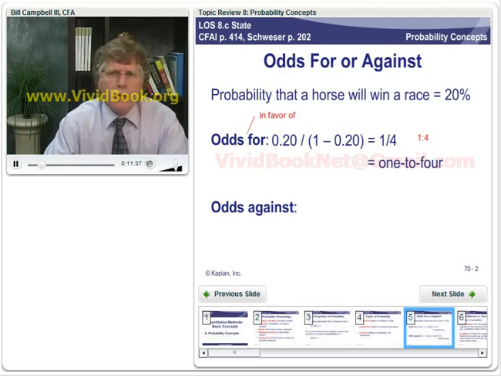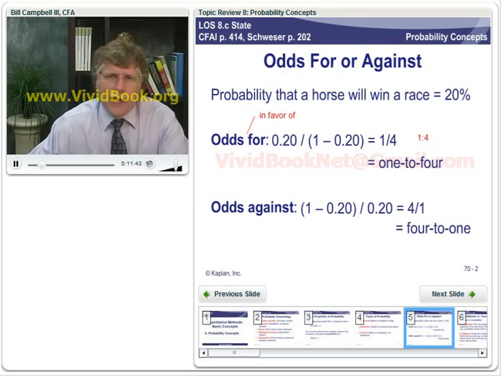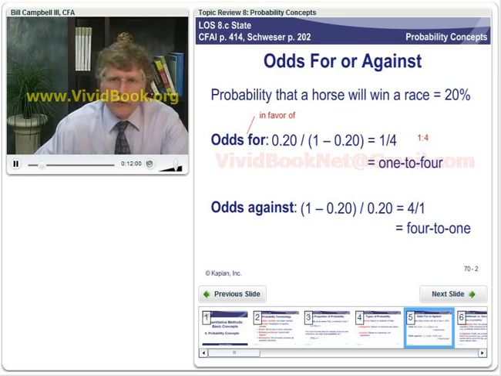The other thing you may be asked to calculate is the odds against the horse winning the race. It's exactly the opposite. It's the reciprocal of the first one. You take the probability of failure, 1 minus 0.2 or 0.8, and divide that by the probability of success, 0.2. That would give you 4 divided by 1. We would read that as 4 to 1. Again, we might see it written this way, 4:1.